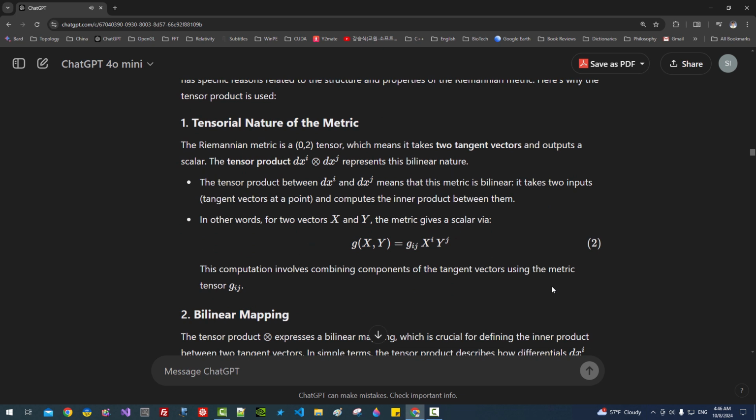1. Tensorial nature of the metric. The Riemannian metric is a (0,2) tensor, which means it takes two tangent vectors and outputs a scalar. The tensor product dx^i ⊗ dx^j represents this bilinear nature. The tensor product between dx^i and dx^j means that this metric is bilinear. It takes two inputs, tangent vectors at a point, and computes the inner product between them. In other words, for two vectors, x and y, the metric gives a scalar via g(x,y) = g_ij x^i y^j (eq. 2). This computation involves combining components of the tangent vectors using the metric tensor g_ij.